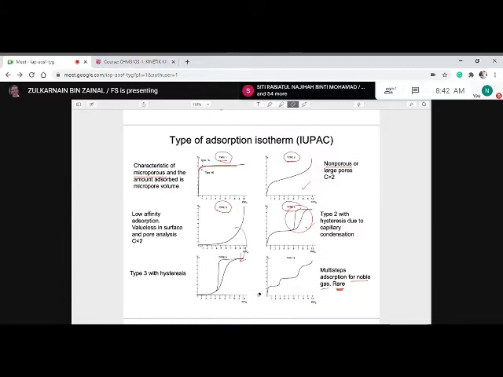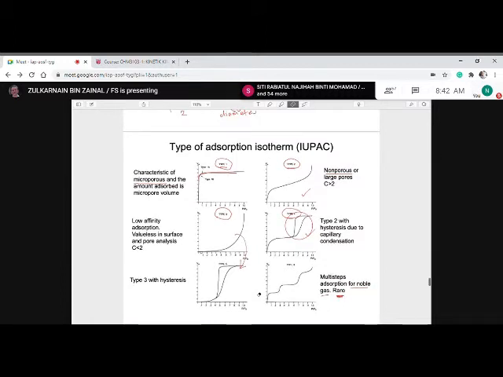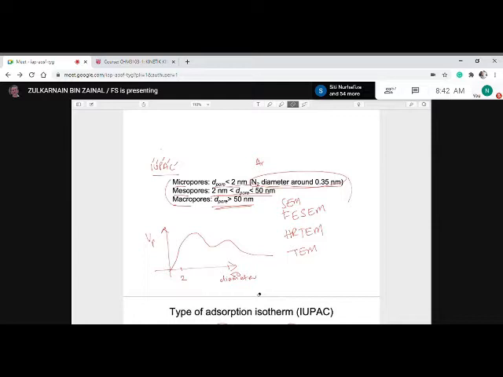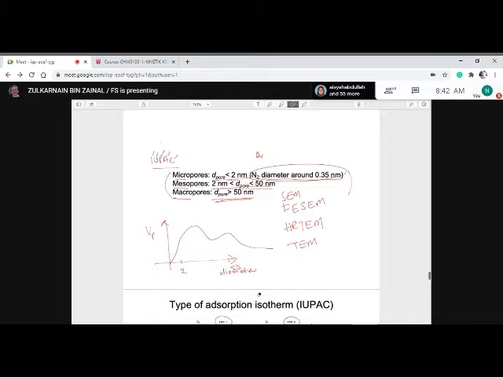And this is the classification, as shown also. These are the pore classifications also given by IUPAC, the size of pores. So normally you want to use this classification to classify the pores of your material, whether it is in the micropore range, the mesopore range, or the macropore range.